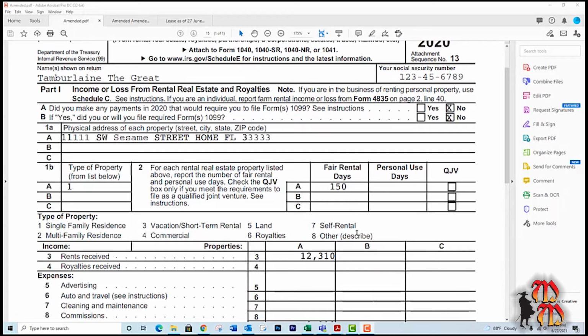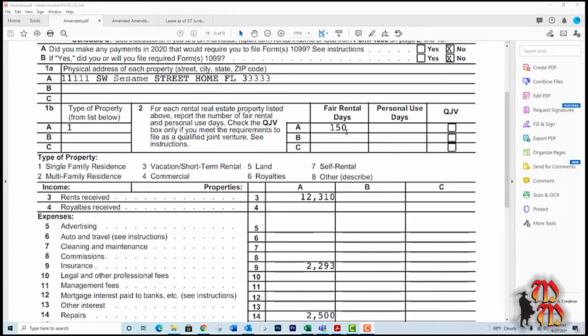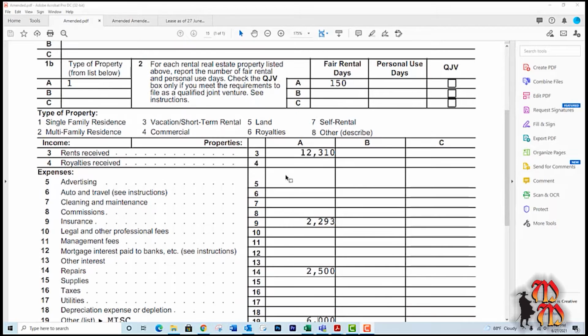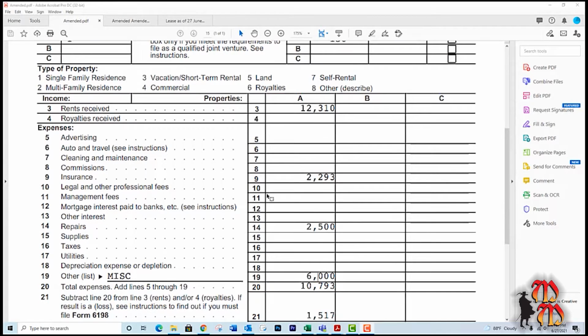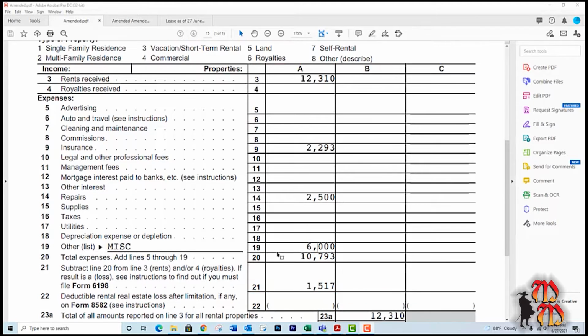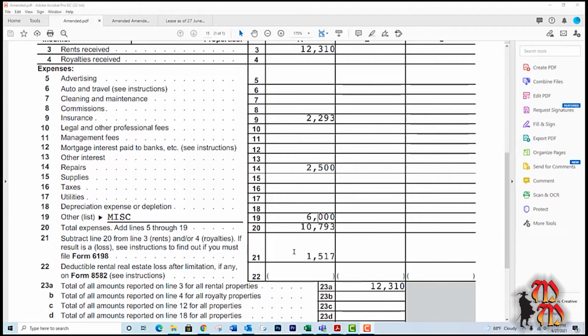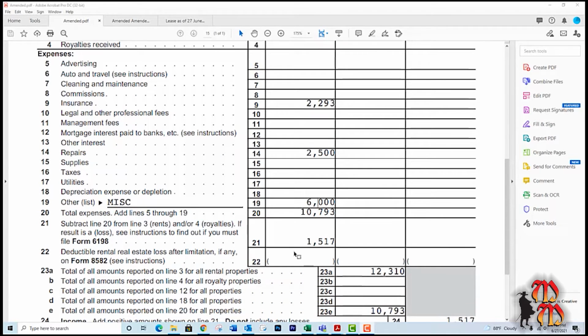And then this is what we got, all right? We got 150 days of rent, and then you divide that by 5, and that gives you 5 months of rent, and then gives you your rents received, and then they put some homeowner insurance in there, some repairs, and then they put everything in miscellaneous. Now, why miscellaneous? I don't know. Makes no sense.